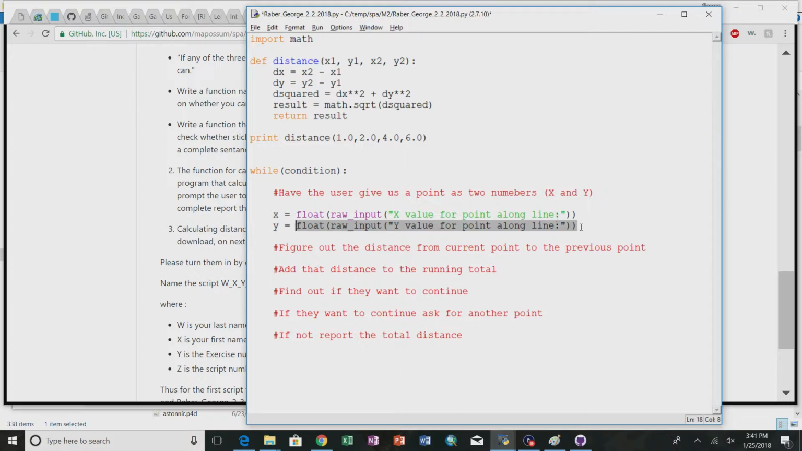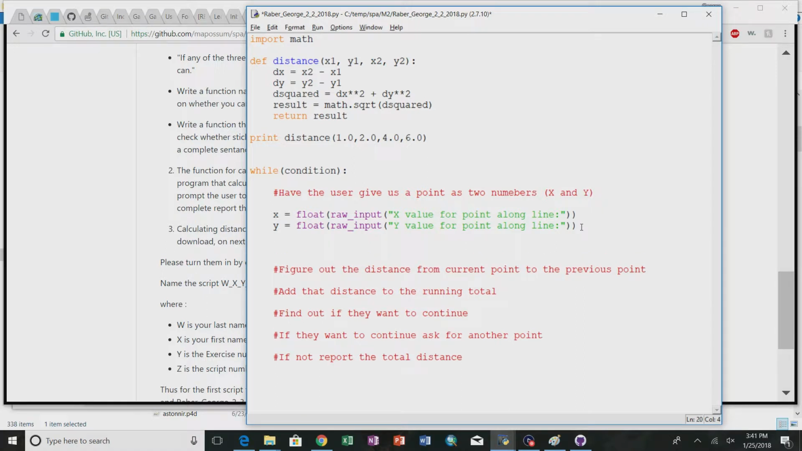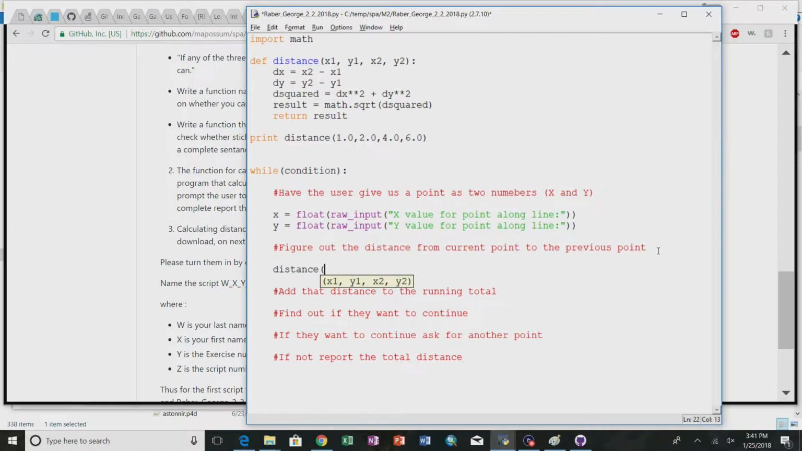Okay? But the next step is to figure out the distance. So, how do I figure out the distance? Let's type in distance, right? That's the function. The square distance. Well, this is the distance. This is the real distance. It does calculate the square distance, but then it takes the square root. But I'm going to use this function to calculate the distance.